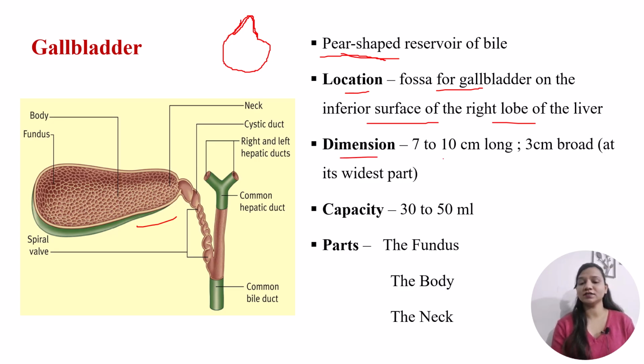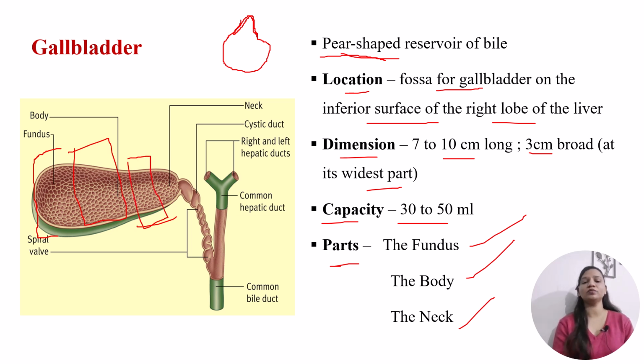Dimensions are, it is 7 to 10 centimeter long, 3 centimeter broad at its widest part. Its capacity is 30 to 50 ml, and the parts of the gallbladder are first the fundus, then the body and the neck. So gallbladder consists of three parts. First one is the fundus, the next is the body, and last one is the neck. Now we'll learn each part one by one.